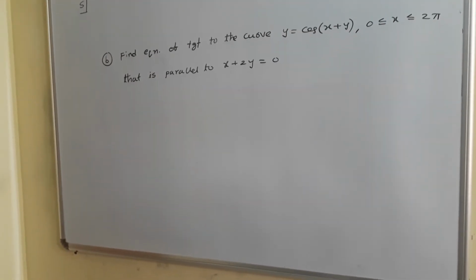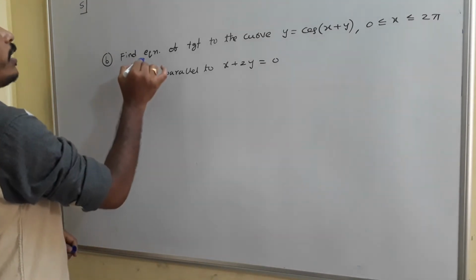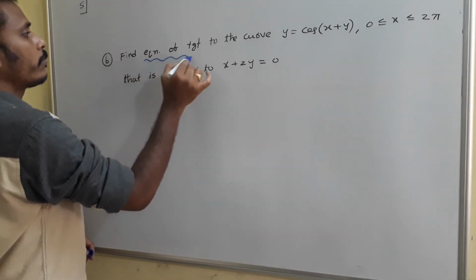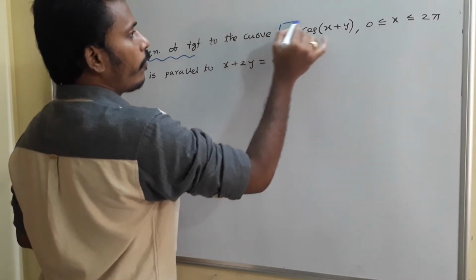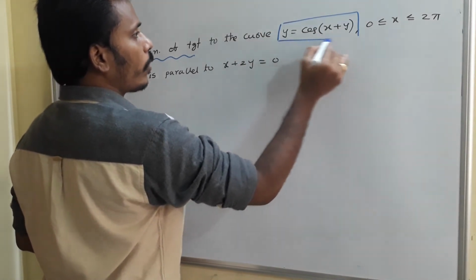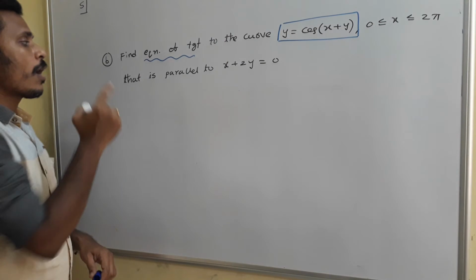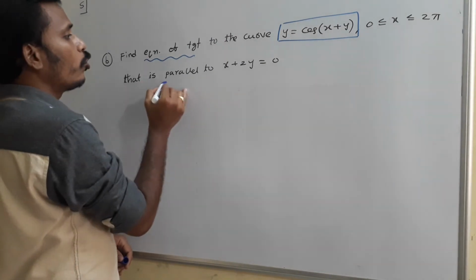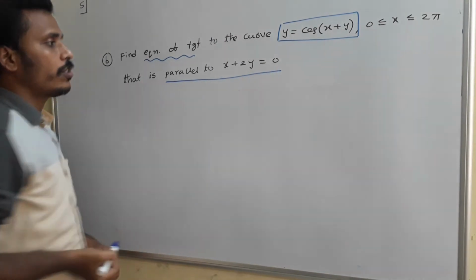So next, problem 5b, related to the equation of tangent. Here again in the problem, if you look, we need to find the equation of tangent to the curve. The curve is a bit different. y = cos(x + y) is the curve, and the tangent is parallel to x + 2y = 0, which is given.